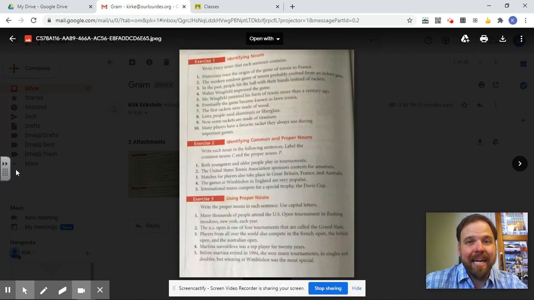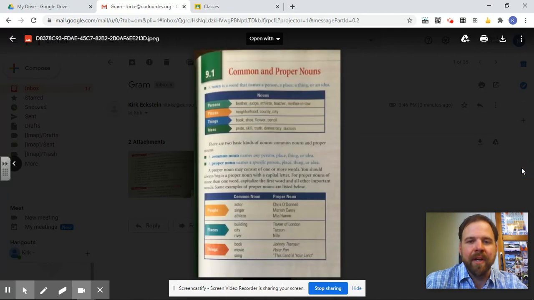In class, we didn't get through all of exercises one, two, and three. We kind of only did all of one and part of two. But for you guys, like I said, I'll just kind of go through and see how the whole thing would look. So first off, to start, this first unit is going to be nouns in general.